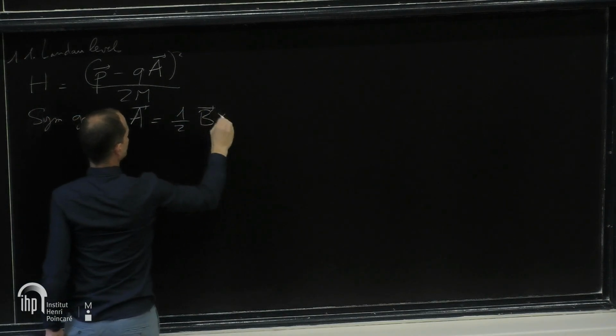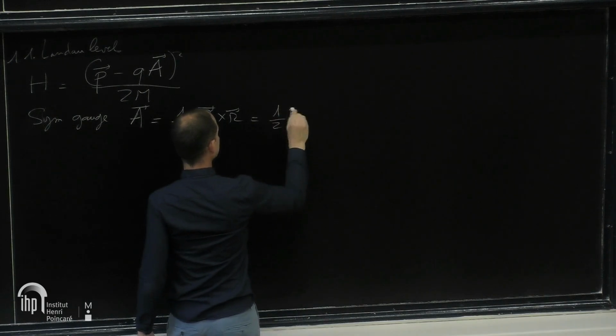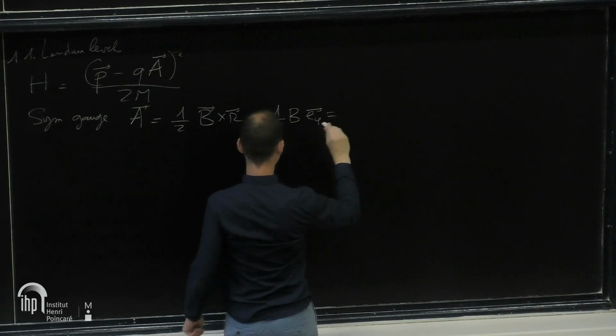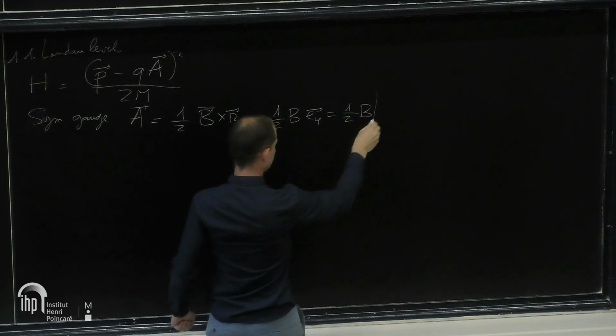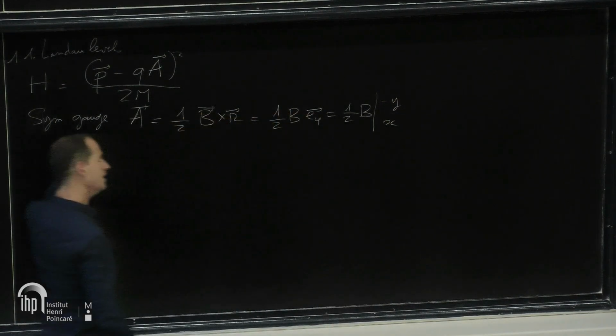Which means that the vector potential will be written as 1/2 of B cross r, which is a vector potential along the azimuthal direction e phi, or in Cartesian coordinates. Depending on the situation, I will need the expression in the different coordinates. So like this.